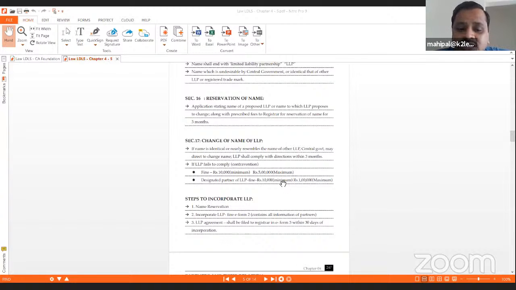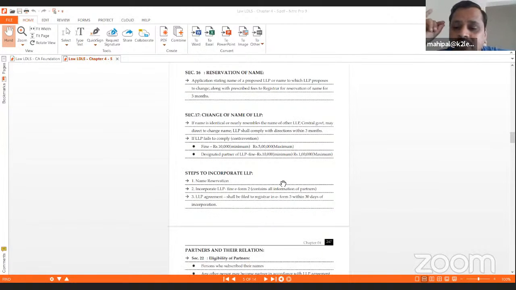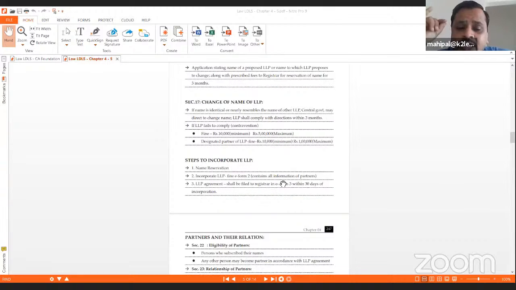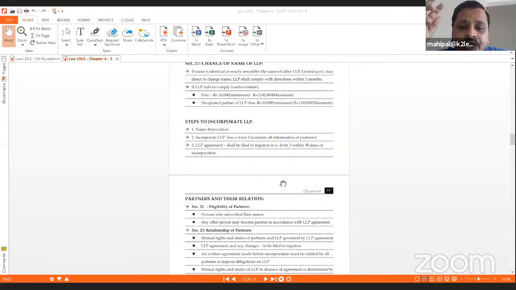Steps of incorporation. This is very important. Number 1, name reservation. After the name reservation, within 3 months, it has to be incorporated. After incorporation is done by filing form E2, the LLP agreement should be formed within 30 days of incorporation.